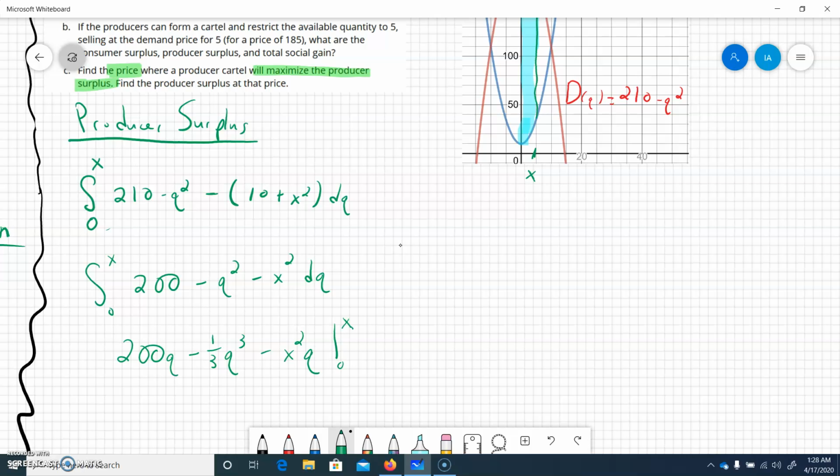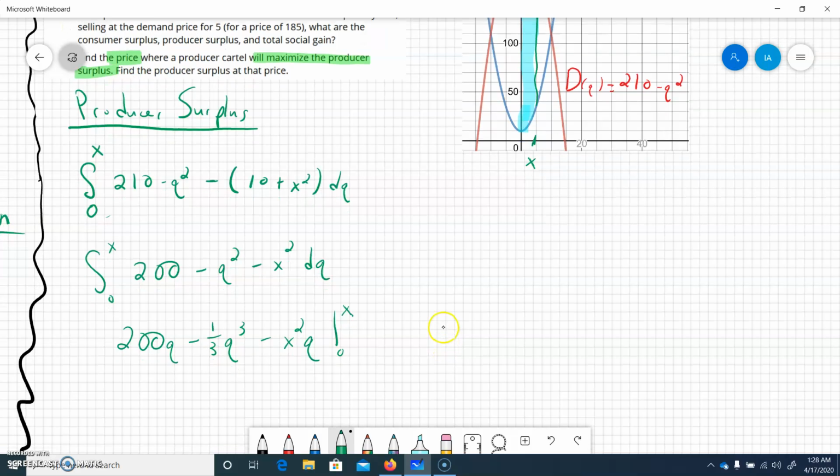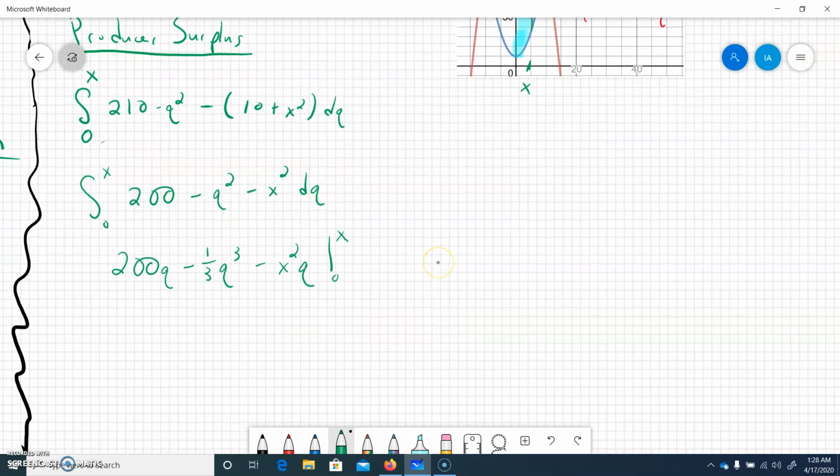Okay, so we're trying to find a value that will maximize the producer surplus. So we need an equation to start with that will work for that. Okay, so I'm going to move down a little bit and eventually we'll move back up. So here we'll plug in X.